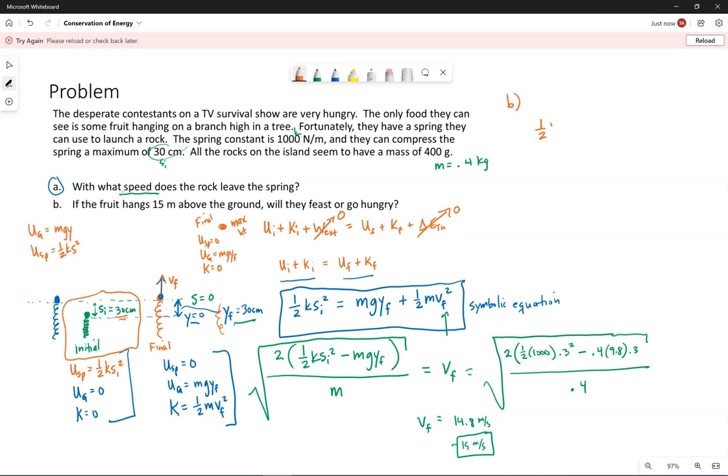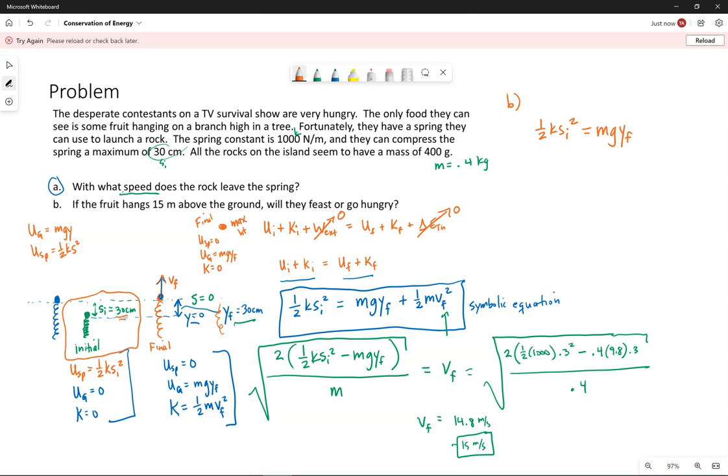So all of the energy the spring has initially, and by spring, I really mean the spring-rock system. So all of the energy that exists in the system because the rock is pushed down and compressing the spring, all of that is going to turn into gravitational potential energy. That's what this is telling us.